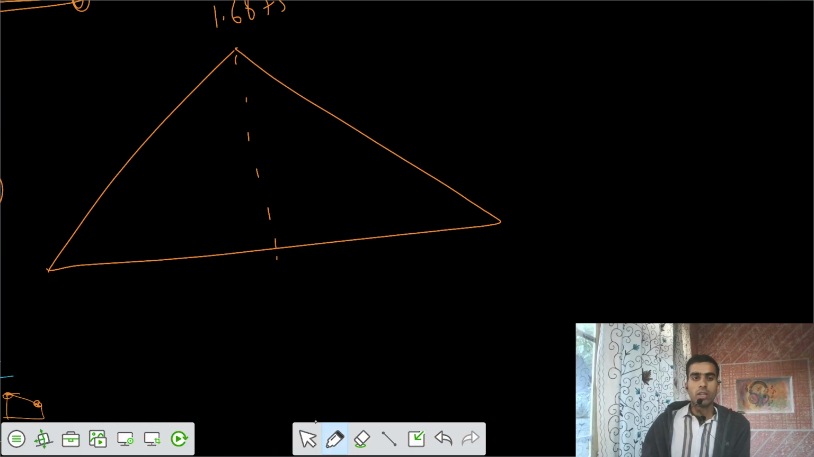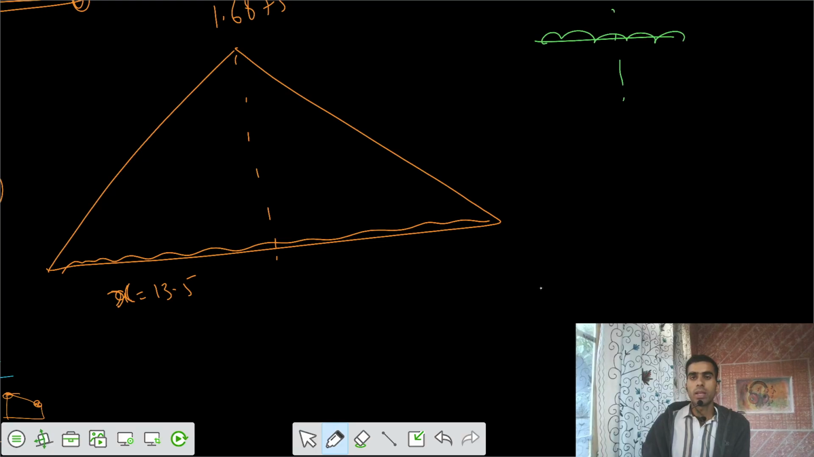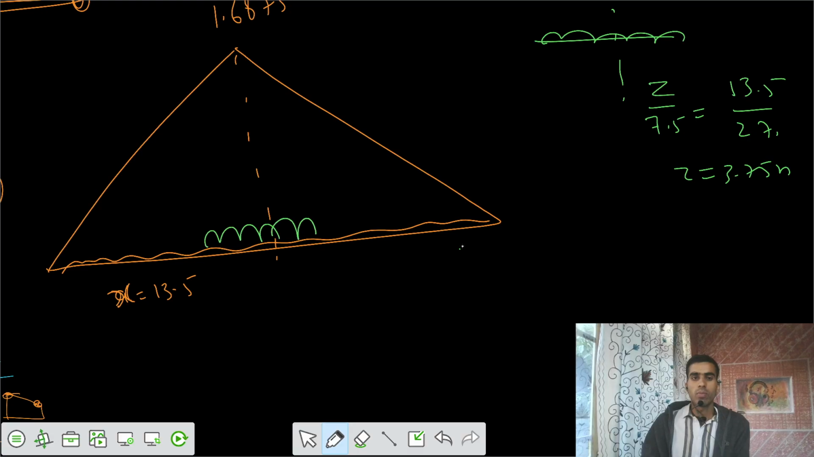Now the UDL should be placed for the entire length, and if we say X equals 13.5 meter for this case, I have to place the load symmetrically. How should we place this 7.5 meter live load? If I write Z by D equals X by L, then Z should be 3.75 meter. So I have to place it equally from both sides.